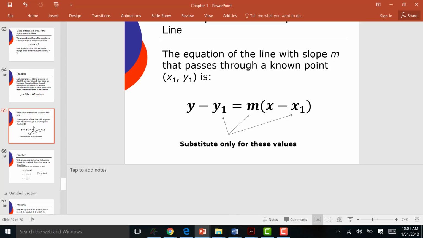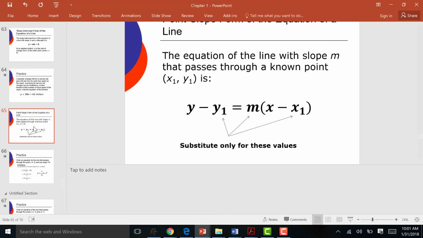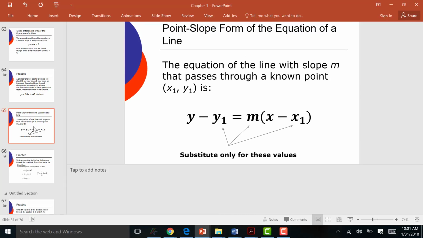But what if they don't give you that information right up front, and they're going to give you something else and you have to figure out how to create a y equals mx plus b equation? So here is what we call the point slope formula. Let me pull this screen down so you can actually see the tip top of it. There's the point slope formula. That's the name of that particular formula.